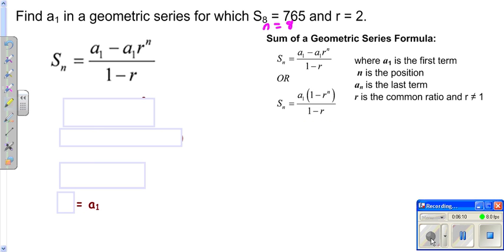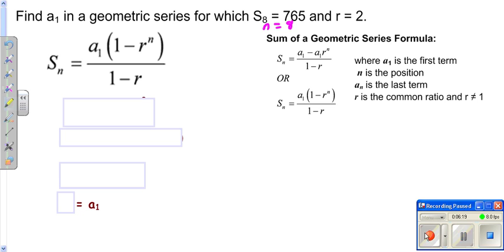Okay, we'll try that again. What I had up there before was totally messed up. Sorry about that. I'm going to go ahead and, in just a second, I'm going to use this formula here. Now, we're trying to find a sub 1, which happens to be your first term. I like this formula versus the first one here because a sub 1 shows up in 2 spots. If a sub 1 shows up in 1 spot, it's going to be easier to work with.